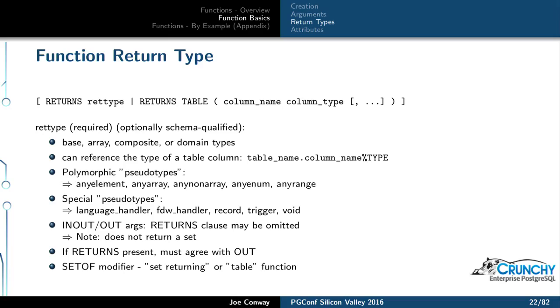If you do skip the RETURNS clause entirely, there's no way to make it return a set. It's only going to return one row. If you want to return a set, you have to have a RETURNS clause, and you use the SETOF modifier, and we'll see examples of that. And if there is a RETURNS present and there are OUT arguments, they need to agree.